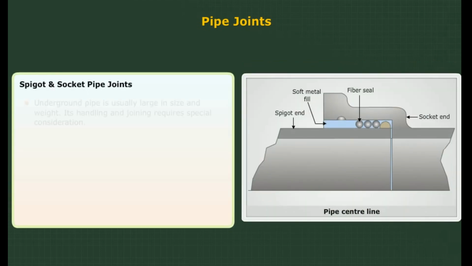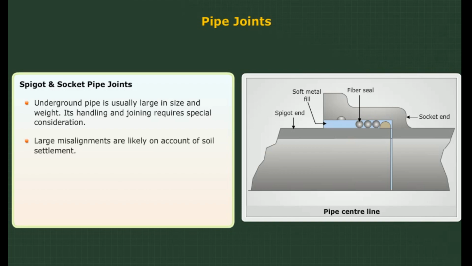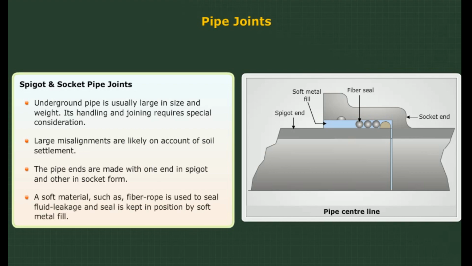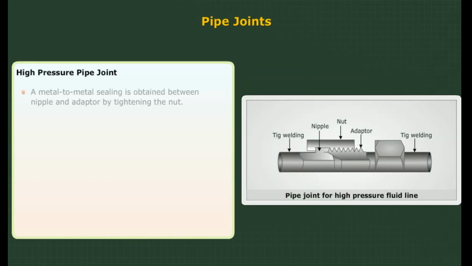Spigot and socket pipe joints. Underground pipe is usually large in size and weight. Its handling and joining requires special consideration. Also, large misalignments are likely on account of soil settlement. The pipe ends are made with one end in spigot and the other in the socket form. A soft material such as fiber rope is used to seal fluid leakage, and the seal is kept in position by soft metal fill.